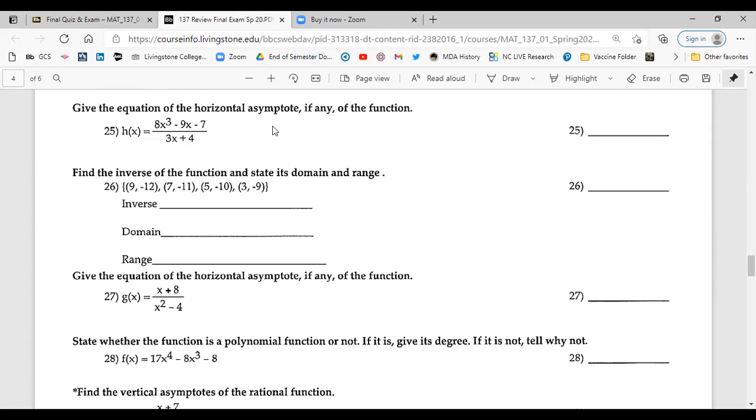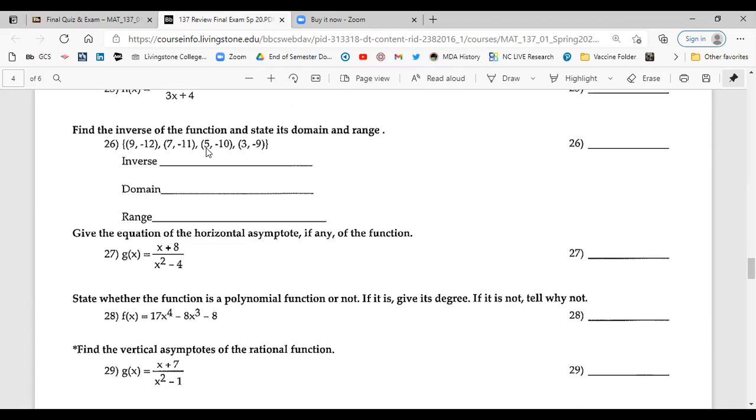Okay, give the equation of the horizontal asymptote. Basically, here you're using division. You're dividing polynomials. Yes. We okay? Yes, sir. All right.